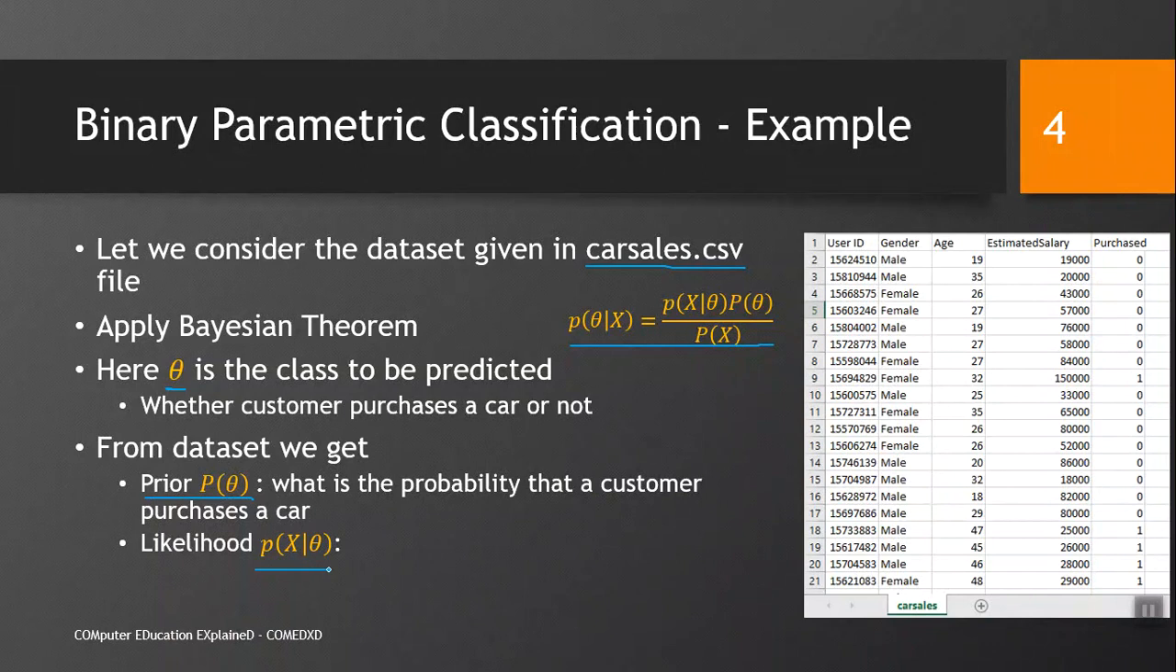We get the likelihood, P of x given theta, meaning what is the likelihood that, given this class theta, the car would be purchased. And similarly we will get the third, which is the evidence also. Mainly we are concerned with these two quantities. And this is the data set that we will be working with.